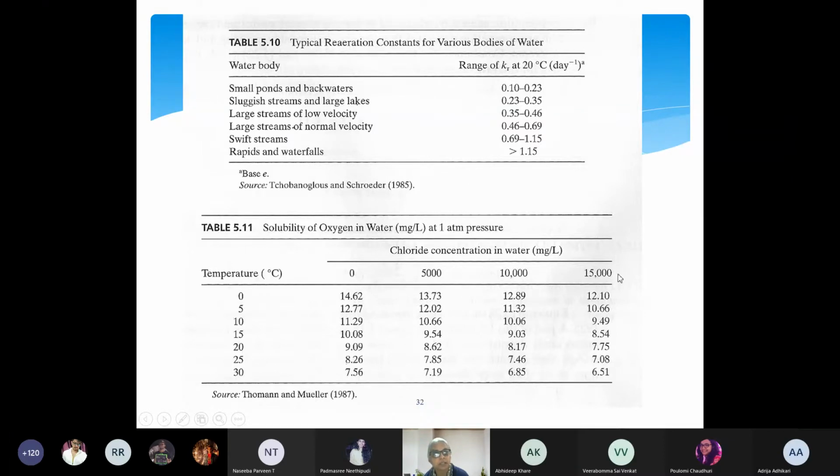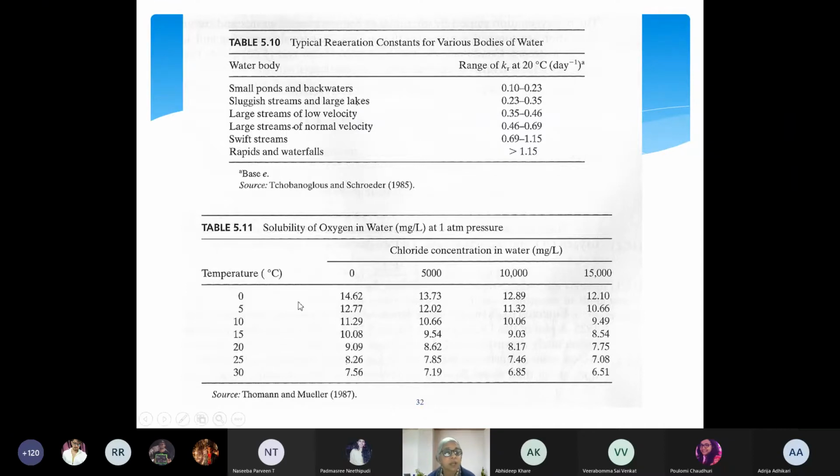So as the salinity increases, the DO level for a given temperature decreases, and as the temperature increases, so does the DO. This is DO saturation level at 1 atmosphere pressure. So this is the main point to remember.